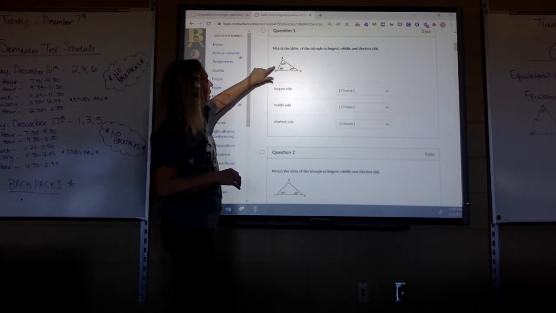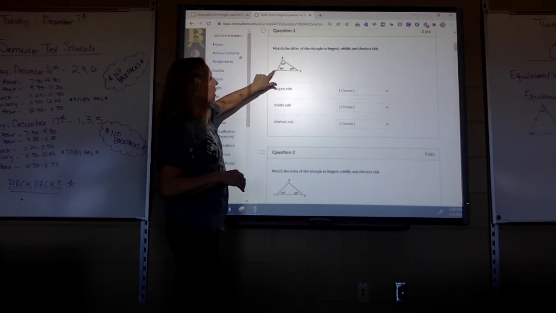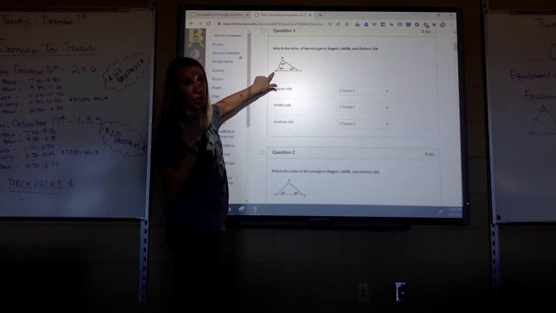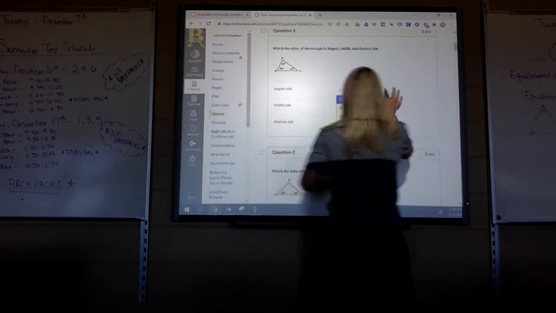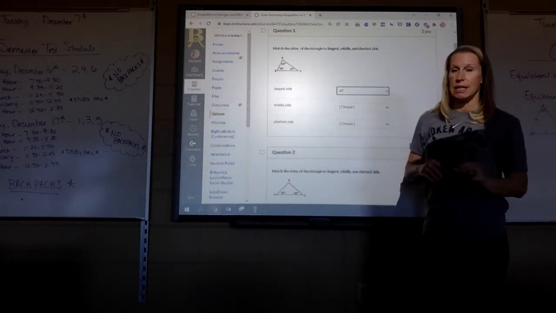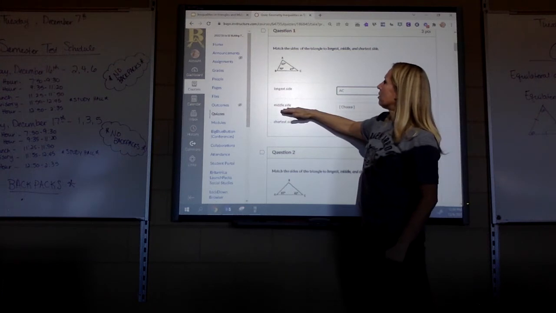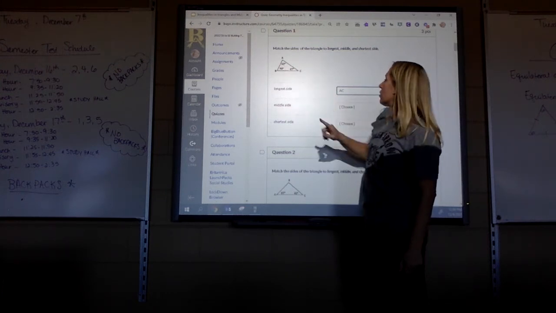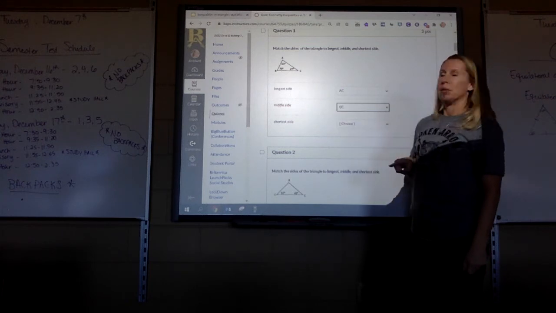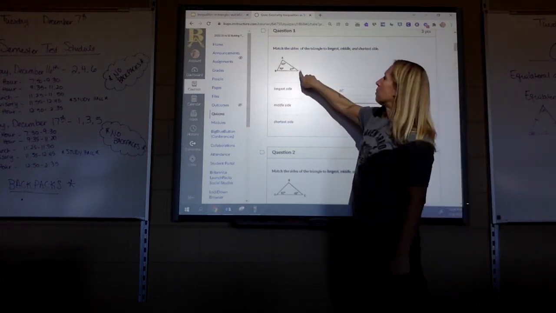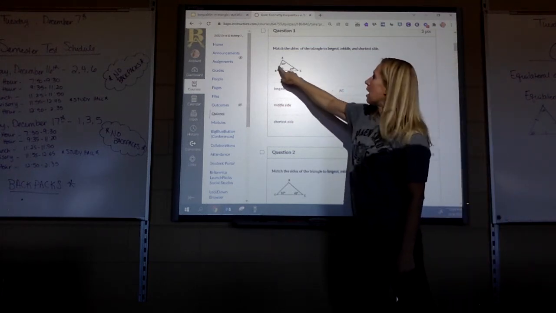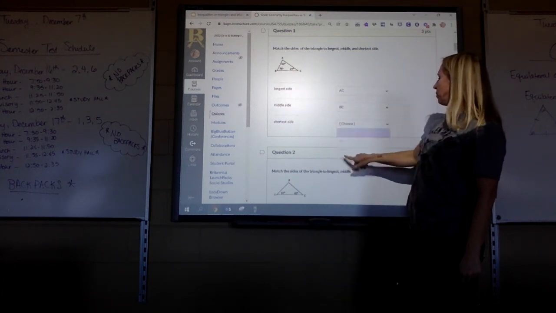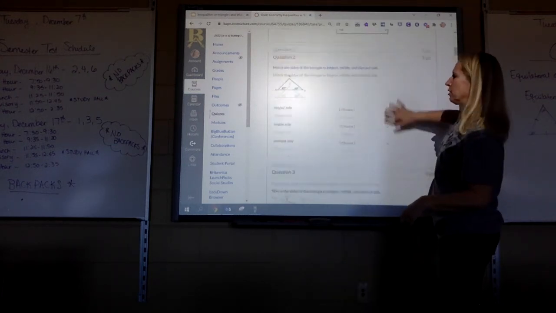So my biggest angle is 70. That's angle B. What are the other 2 letters? That would be AC. Your middle angle is 63 degrees. That's angle A. What are your other 2 letters? BC. And then your smallest angle is C. The other 2 letters are AB. So that's how you do those.